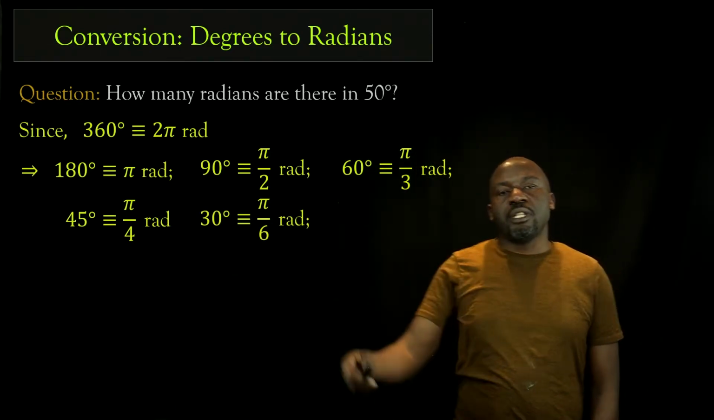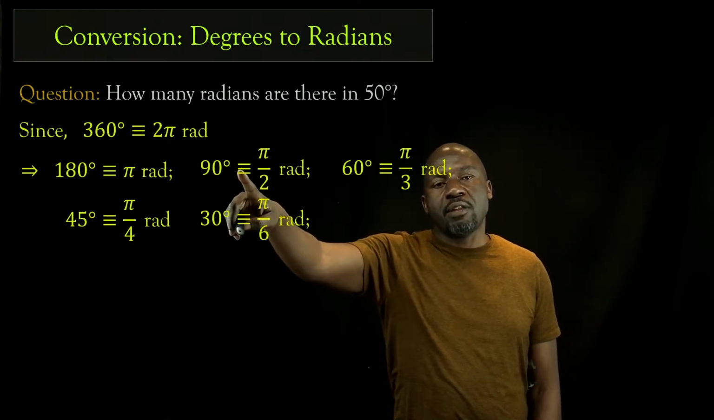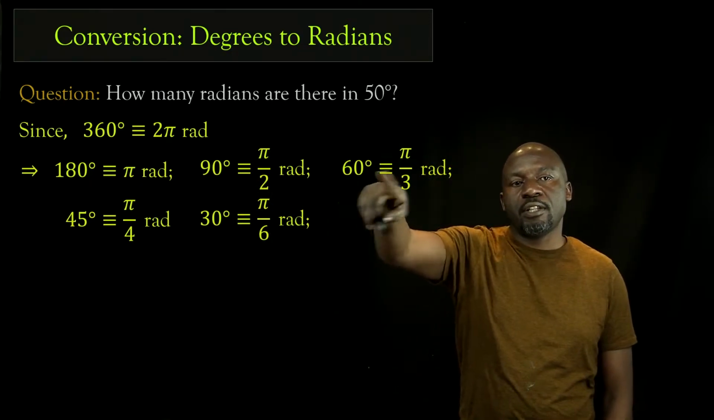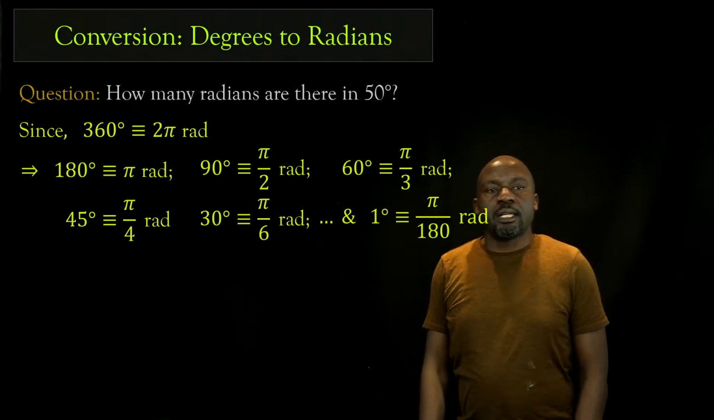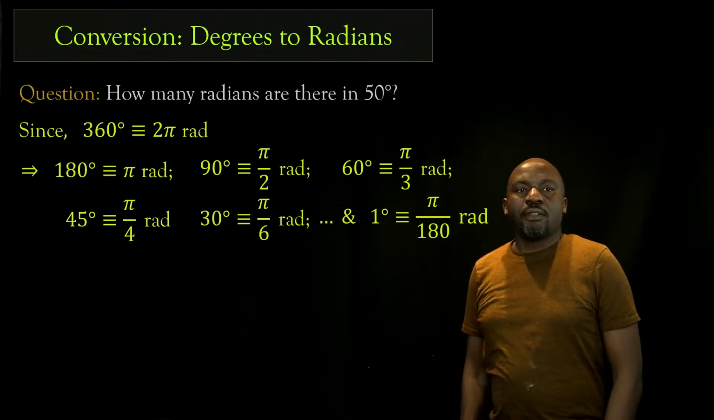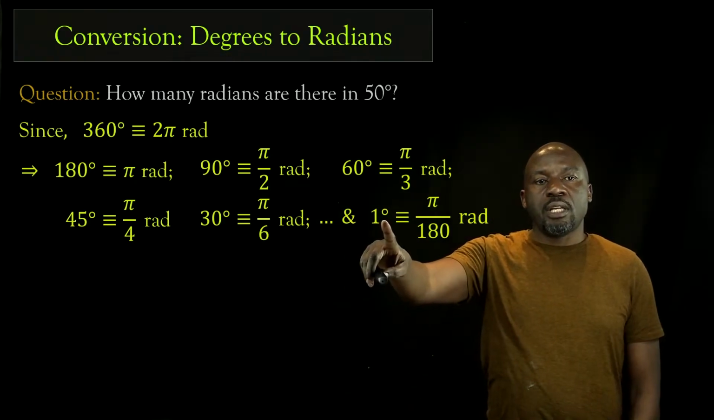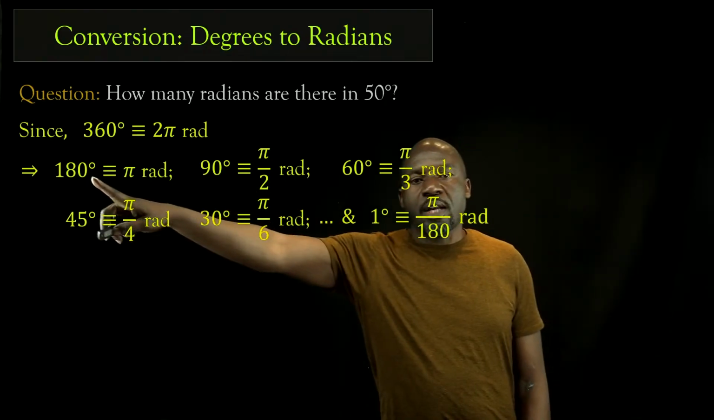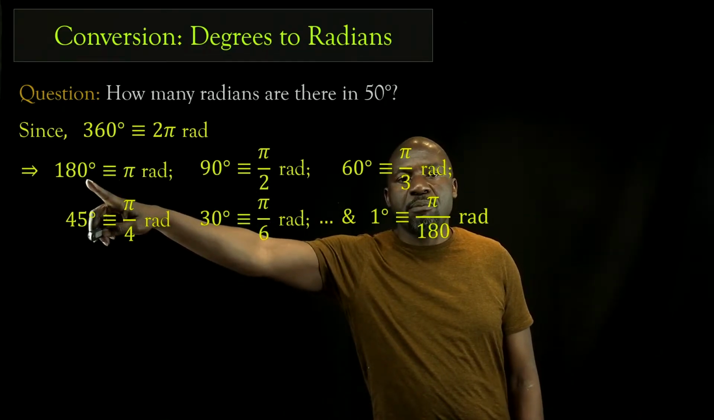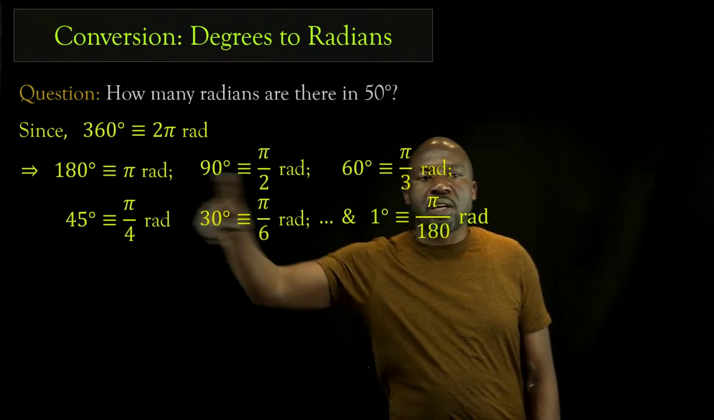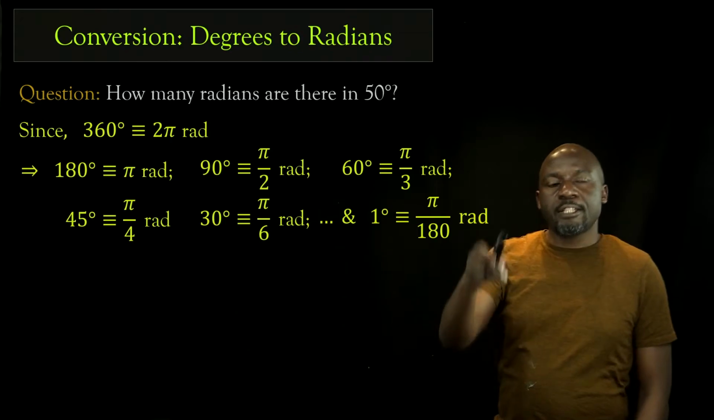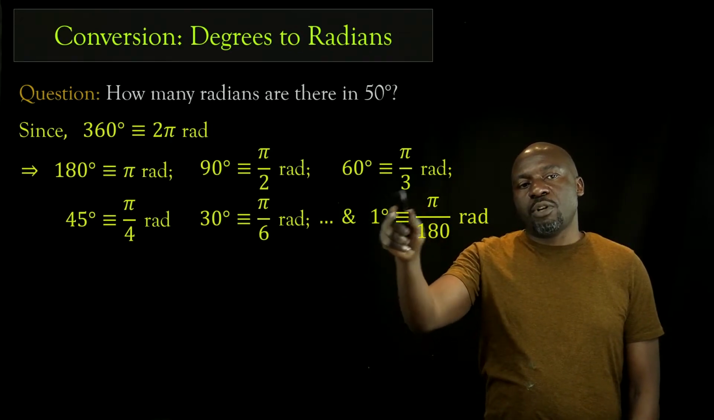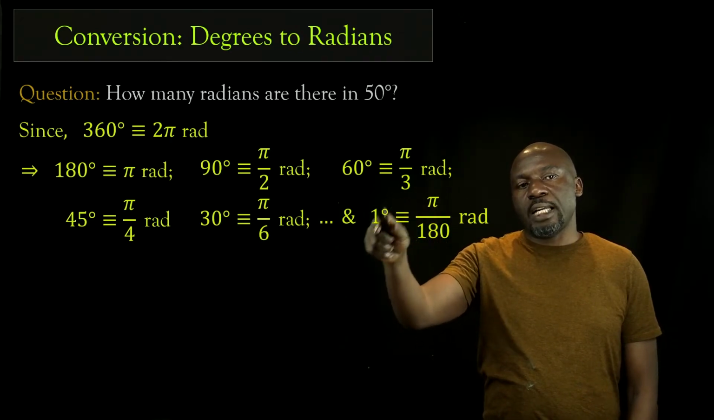30 degrees can be determined by taking this, dividing by 3, or taking 60 degrees and dividing by 2, and we find that it is pi over 6 radians. Okay? And in so doing, we can also reason that therefore 1 degree can be found by taking this equation and dividing by 180. So 1 degree is equivalent to pi over 180 altogether radians. And why is this important? It's because now we can use this to find any other angle.